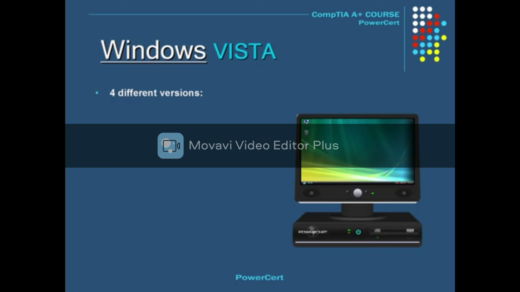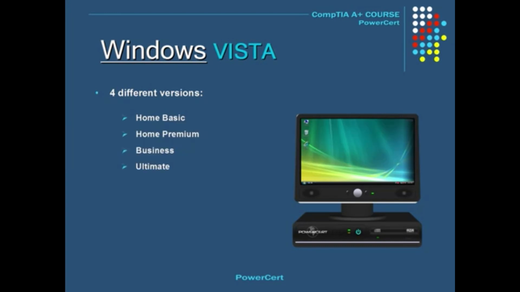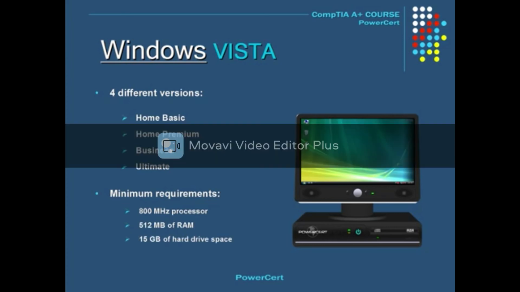Windows Vista has 4 different versions. There is Vista Home Basic, Home Premium, Business, and Ultimate Edition. The minimum requirements for Windows Vista are an 800 MHz processor, 512 megs of RAM, and 15 gigabytes of hard drive space.